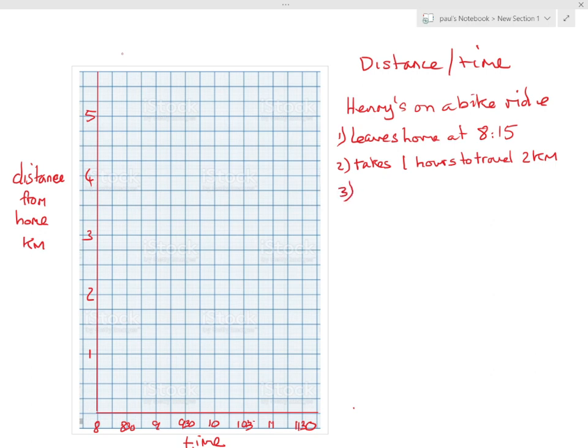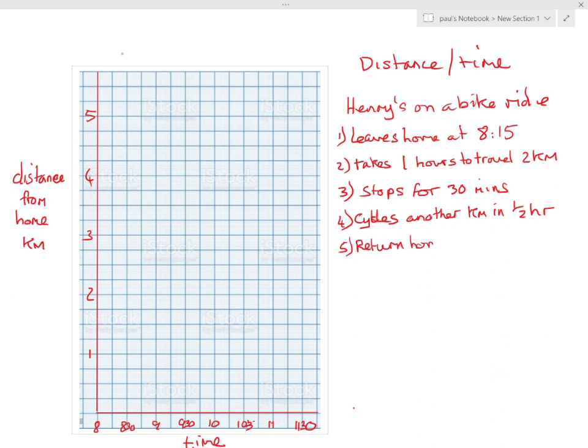And then part 3 stops for 30 minutes. Part 4 cycles another kilometer in half an hour, and then part 5 returns home to arrive at 11:30.